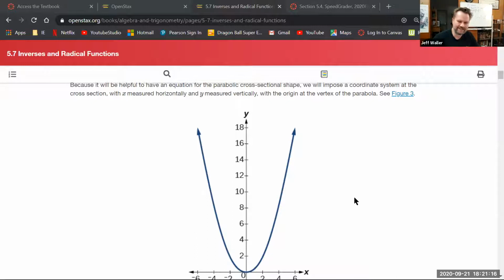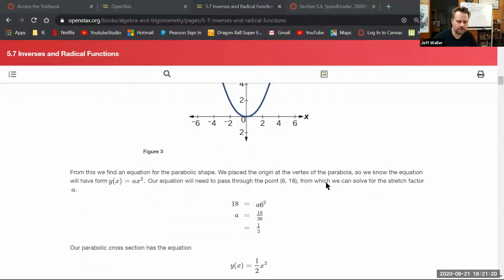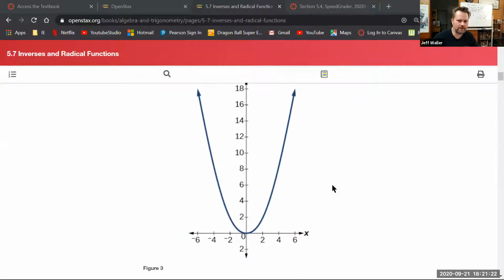Horizontal line test. So I would have to restrict the domain in order for it to have an inverse. So what's the most basic way I can restrict the domain and not cut too much away?